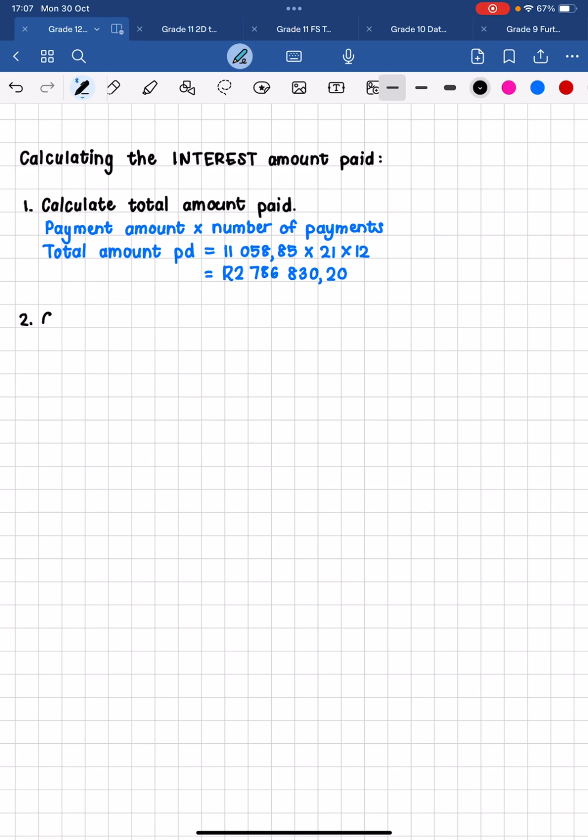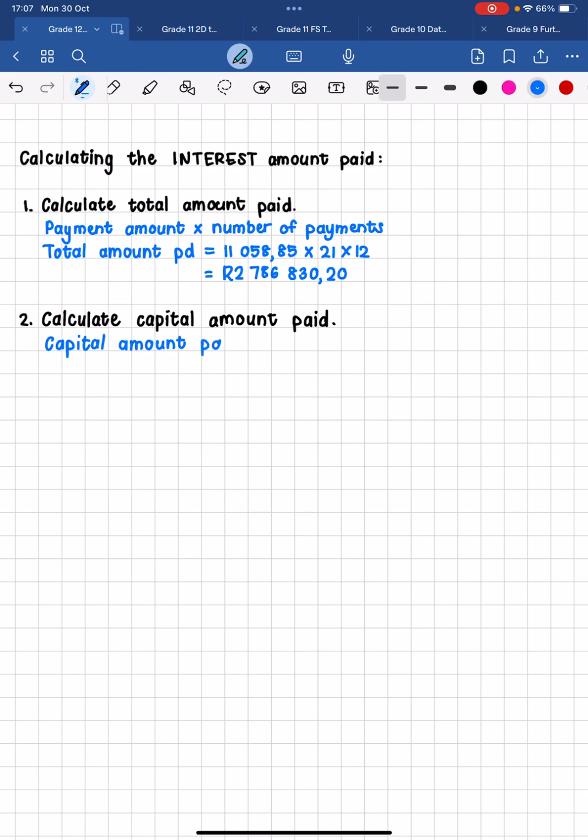Step 2 is you are then going to calculate the capital amount paid. So how much of the loan has Thabo actually paid off over these 21 years? Right, because we know that he's paid 2.7 million, but we don't yet know how much of that was interest and how much of that was capital. Now guys, for this, you are going to use your balance outstanding. So you are going to say here, capital, you can also say loan amount if you want to, but capital amount is what they call it in the textbook.